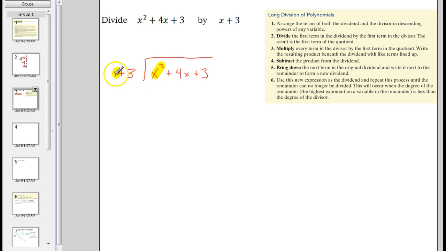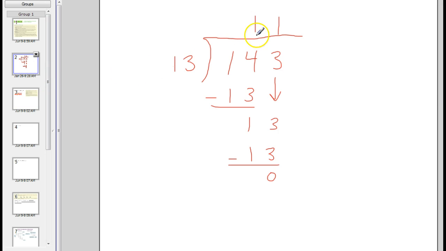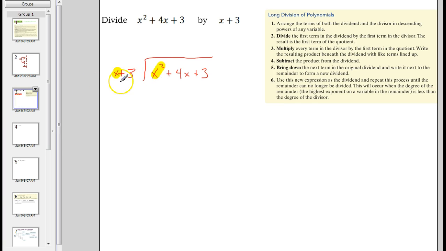We're just looking at x squared. X will go into x squared how many times? What do I need to multiply x by to get x squared? I need to multiply by x. And just like we put the 1 here to indicate the first place we can divide is the tens place, we're going to do the same thing here. X squared divided by x is x to the first, and so we're going to put the x over top of this x. So there's the division step.